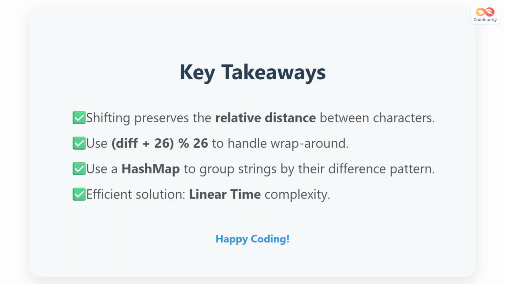To summarize, remember that shifting preserves the relative distance between characters. Always handle the wraparound case using the modulo formula. Using a hash map allows us to group these patterns in linear time.